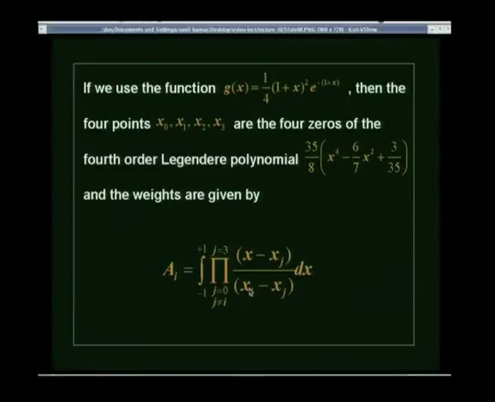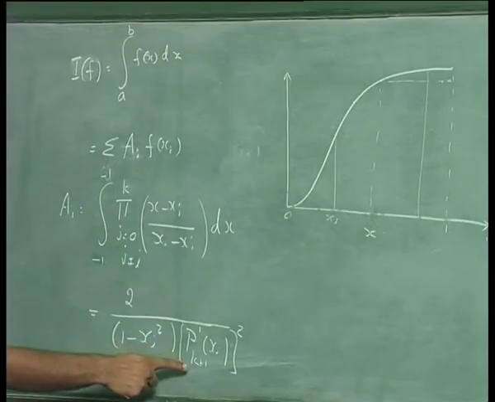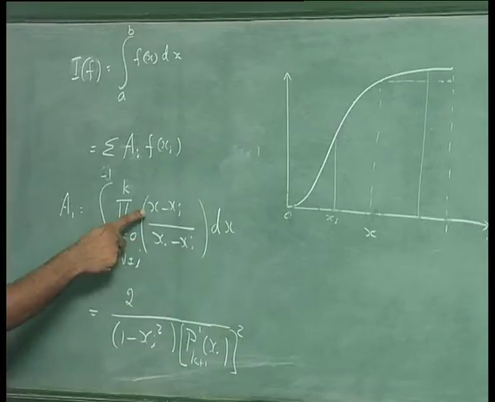So I should say one more thing. If we choose this, there is an order difference between these two, because these are now tabulated values.